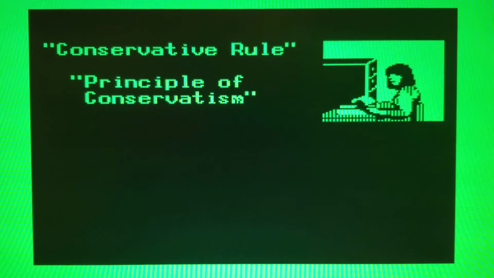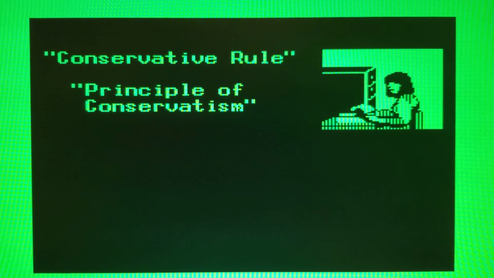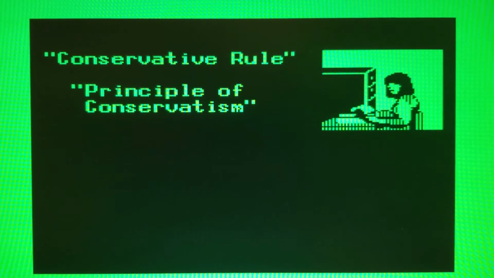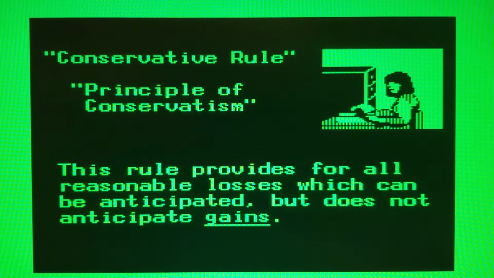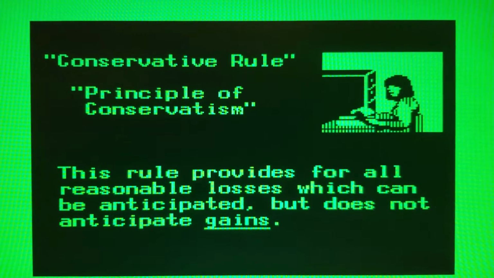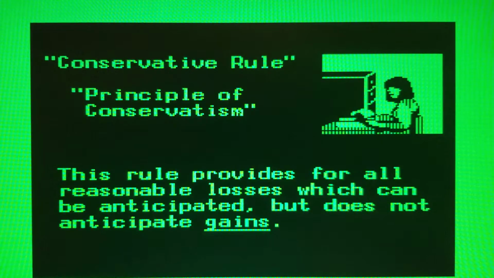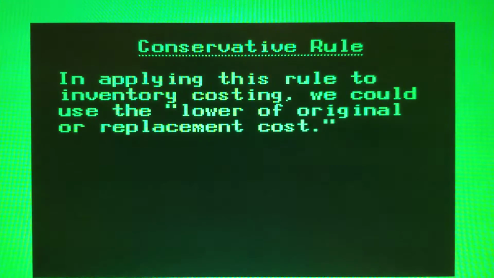Accountants are rather conservative. The conservative rule, sometimes called the principle of conservatism, is a common choice. This rule provides for all reasonable losses which can be anticipated, but does not anticipate gains. In applying the conservative rule to inventory costing, we could use the lower of original or replacement cost.